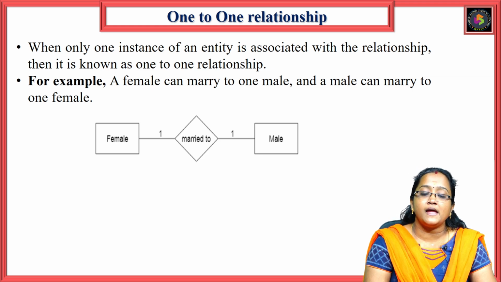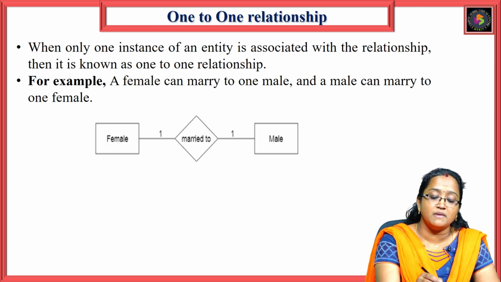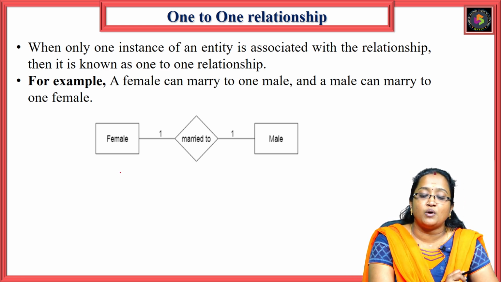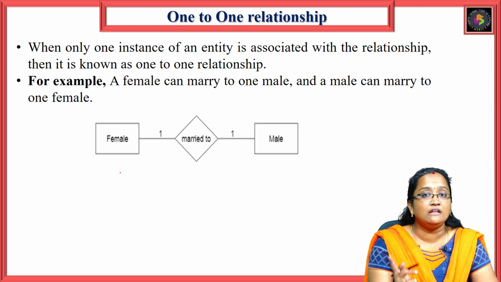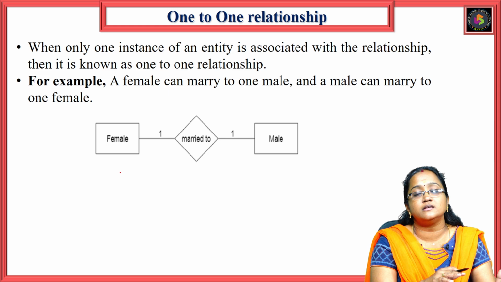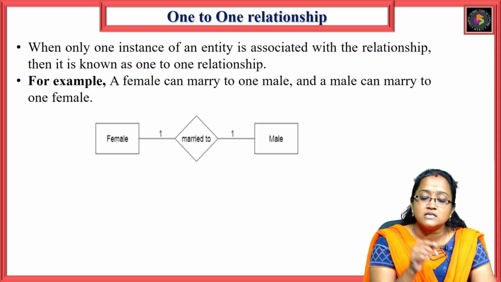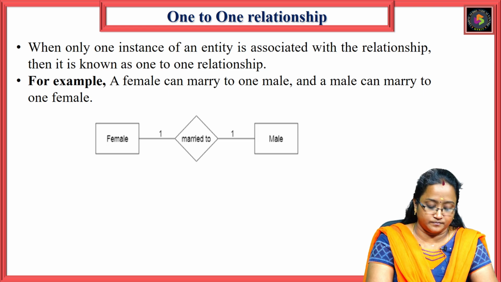One-to-one means there will be only one instance of relationship between these two entities. Suppose we take female and male. These are the two entities. There will be only one instance of relationship. A female can marry only one male, or simply, a male can marry only one female. So the instance of the relation is only one. When such a relation exists, it is called a one-to-one relationship.